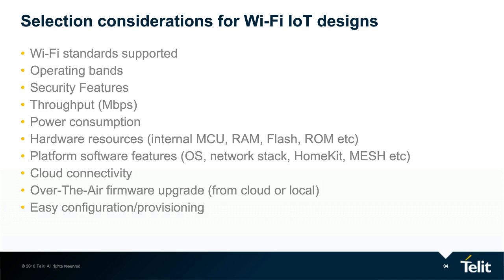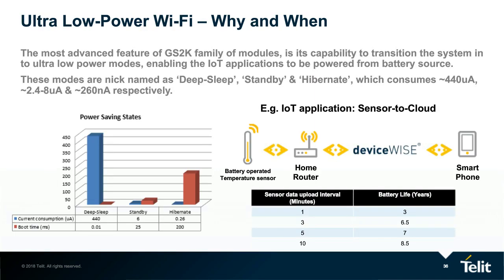I do have a slide particularly on the low power. Let me just jump directly there. This slide gives a brief overview of the power saving capability of Telit GS2K modules. The most advanced feature of the GS2K family of modules is its capability of transitioning the system into ultra-low power modes, namely deep sleep, standby, and hibernate.